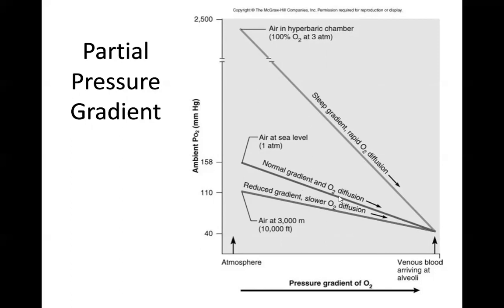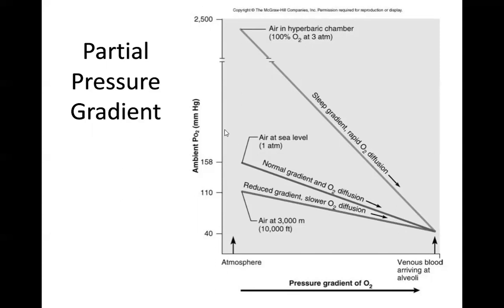So from 158 to 40, that's a pretty drastic difference. And look at the steepness of the graph here. Okay? What we need to do is get that oxygen from the atmosphere into our blood, right? Well, at sea level, we don't have much trouble doing that. Diffusion occurs pretty easily.